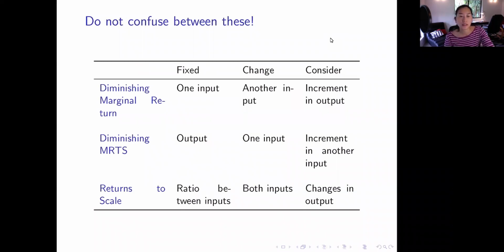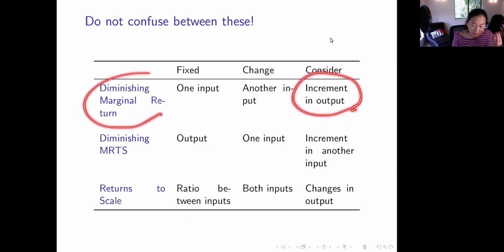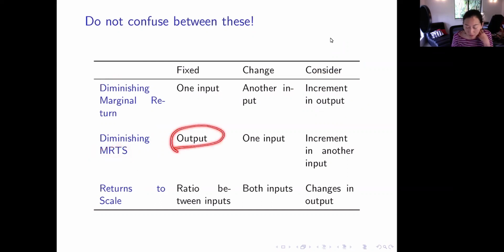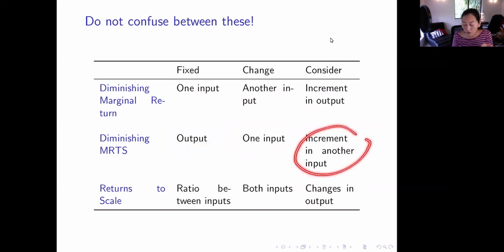Do not confuse between these. Diminishing marginal returns. Remember, diminishing marginal returns, we fix one input and we allow the other input to increase. And then we look at the incremental change in the output. So that is diminishing marginal returns. Diminishing MRTS, we fix the output. So on the same isoquant, remember this MRTS is the slope of the isoquant. So we fix the output, fix the isoquant, the same isoquant, and then we change only one input. And we consider the incremental change in another input, right? That is the slope of the isoquant, which is diminishing MRTS as you move up or down along the same isoquant.